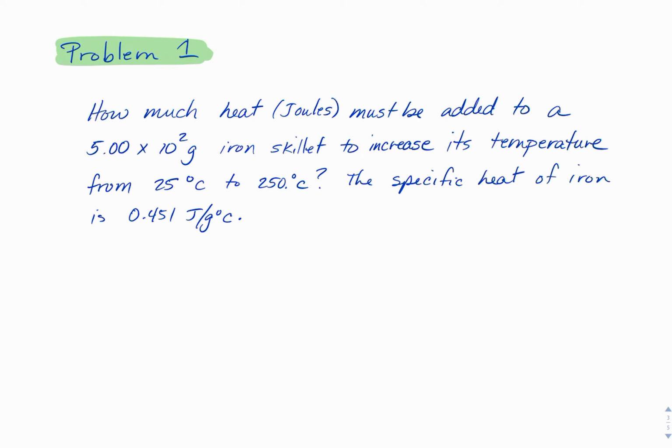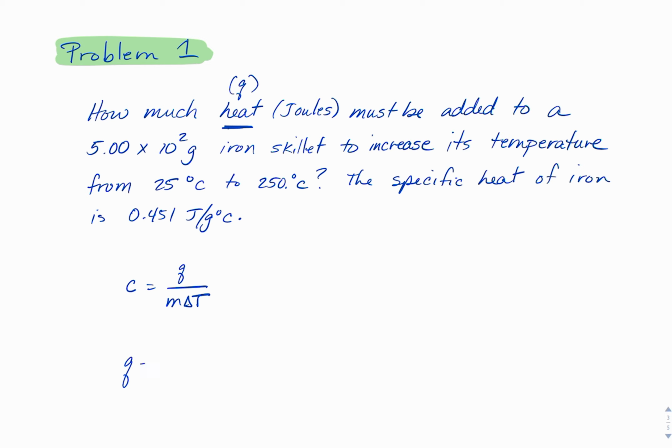This problem says: how much heat in joules must be added to a 5.00 times 10 to the 2 gram iron skillet to increase its temperature from 25 degrees C to 250 degrees C, keeping in mind that the specific heat of iron is 0.451 joules per gram degree C. In this particular question, we're going to solve the specific heat capacity equation for how much heat. So we're going to solve for Q. That's what we're looking for here.